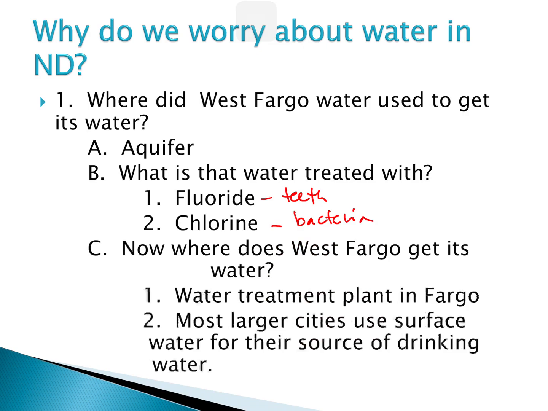And most larger cities do get water from a surface source, because Fargo gets its water from the Red and the Sheyenne. So both places are piped into that water treatment plant. They clean it up, and then it's piped into our houses.